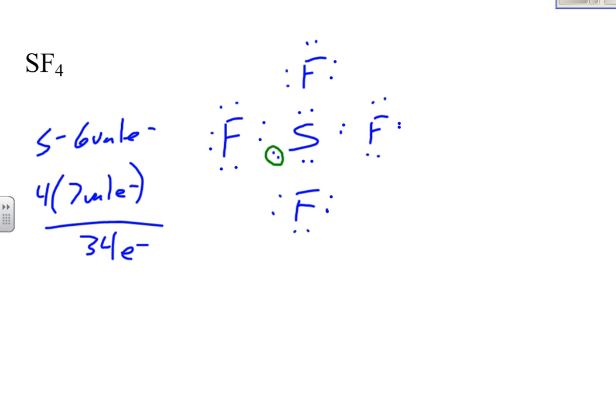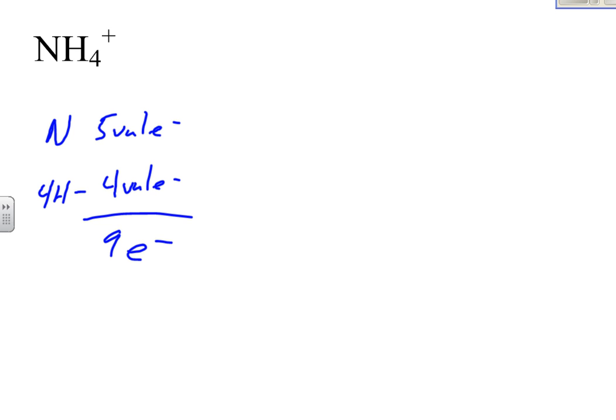Now, real quick before the bell rings, here's one of those ions that step number 2 talks about. Right? So nitrogen has 5 valence electrons, and my 4 hydrogens gives me 4 valence electrons. So that's 9 electrons to work with, except somebody took one of my electrons. So I've got to subtract 1. So I really only have 8 electrons to work with.